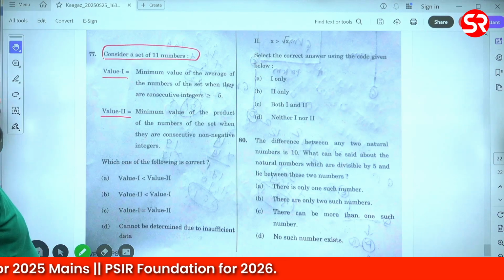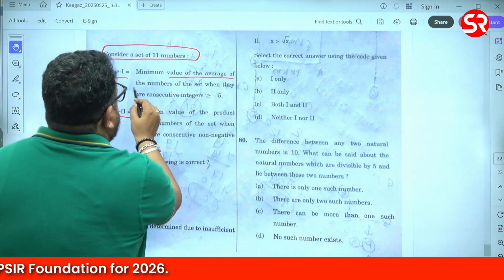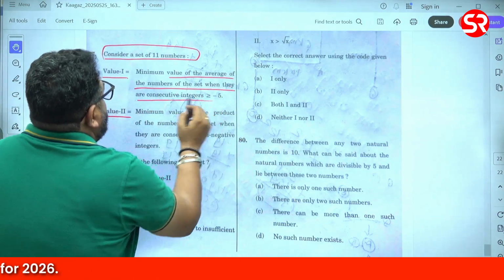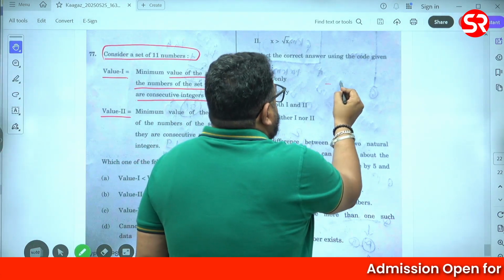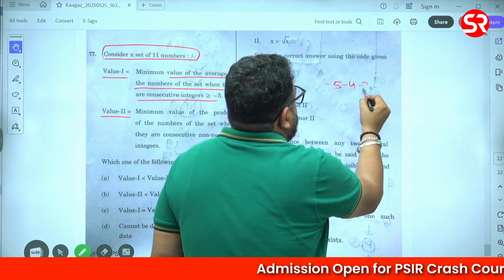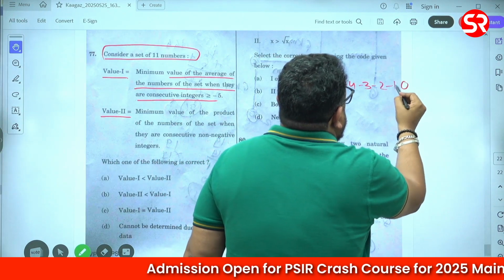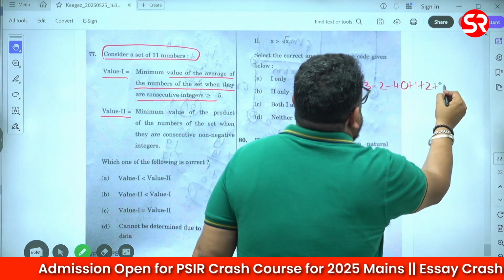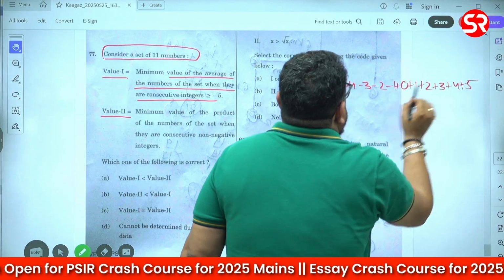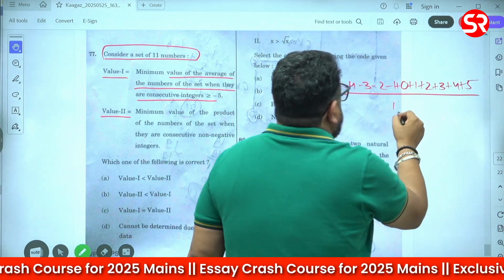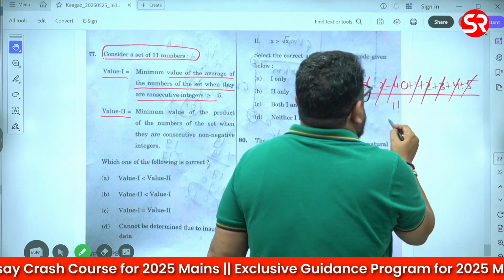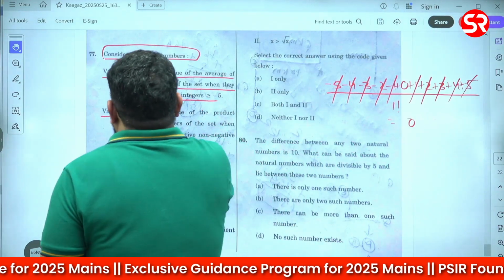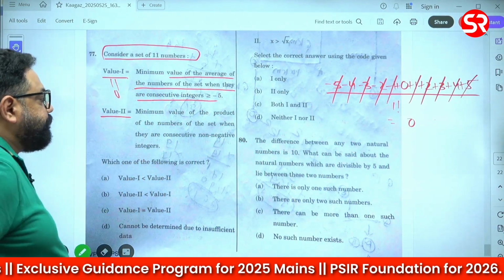So he says minimum value of average of the numbers of the set when they are consecutive integers greater than or equal to -5. So if you take -5, -4, -3, and so on up to 0, 1, 2, 3, 4, and 5, and you divide it by 11, you see these would all cancel off. So minimum value comes out to 0.